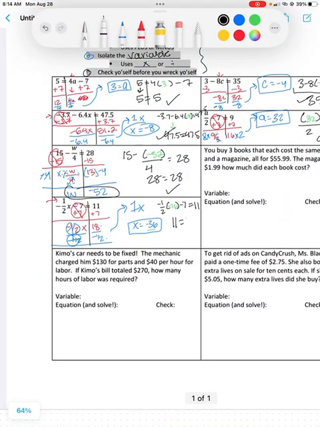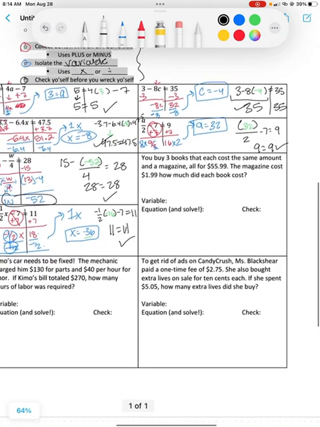Okay, we're only going to do one of the word problems, I think. We'll write the word problems, and then we won't solve them. That's what I was going to do.